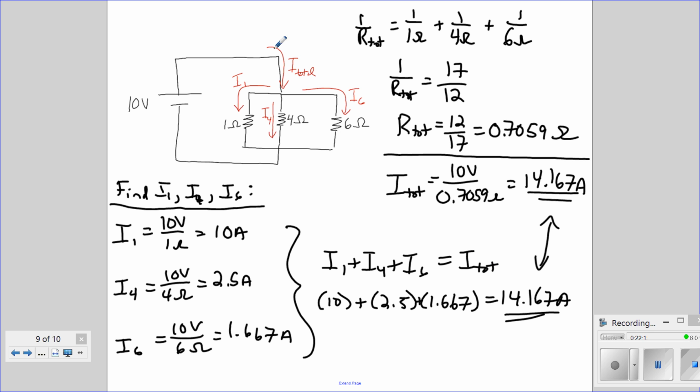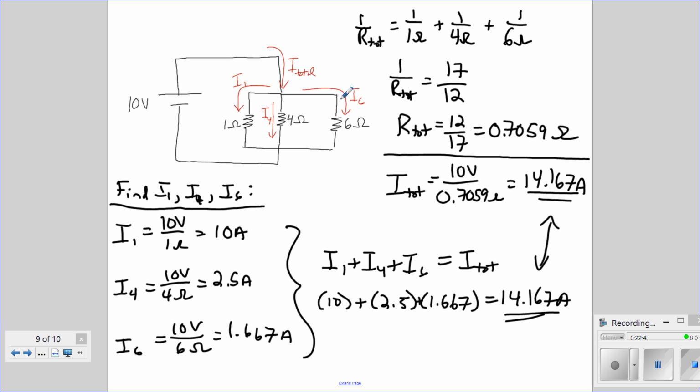And we have a total current of 14.167 amps flowing here, and 10 amps goes one way, and 2.5 amps goes the other way, and 1.667 amps goes the other way, and then they join back together, and we get the full current flowing. One of the things you see with this is when you have these multiple paths, current does not split equally. You have more current flowing where there's less resistance.